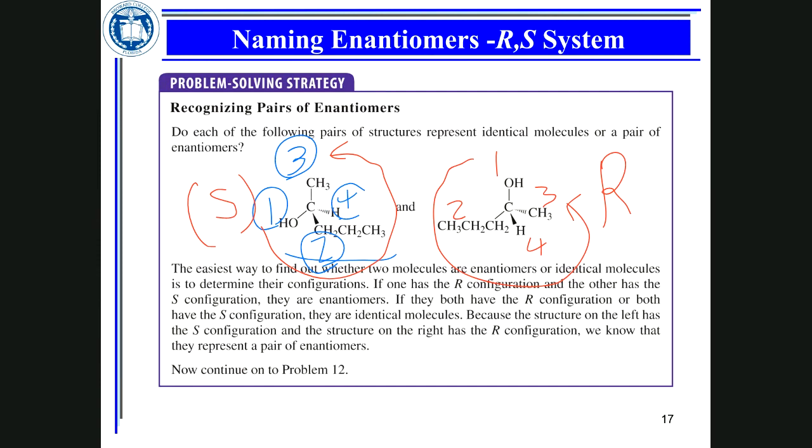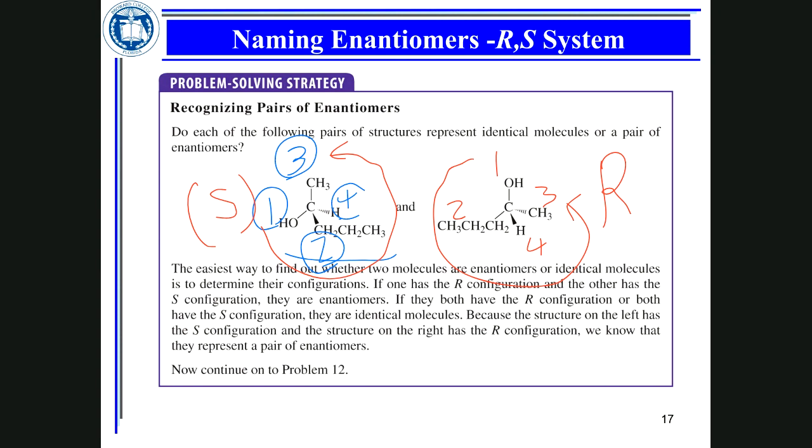Hydrogen is on the wedge. If hydrogen is on the dashed line, it means going away from you. Counterclockwise is S, clockwise is R. But if hydrogen is coming toward you, you have to assign it opposite.